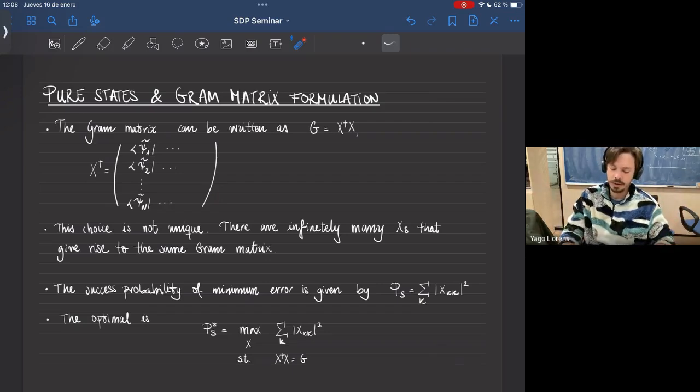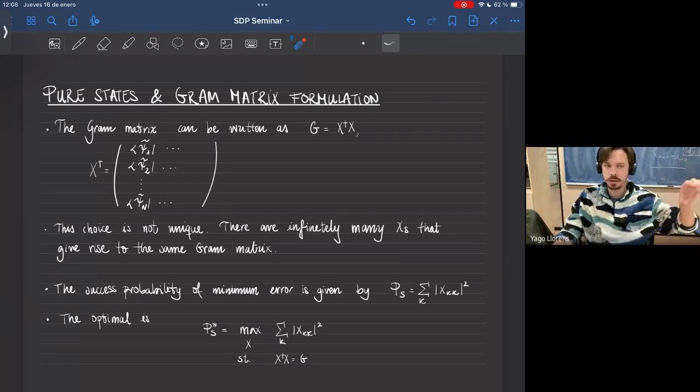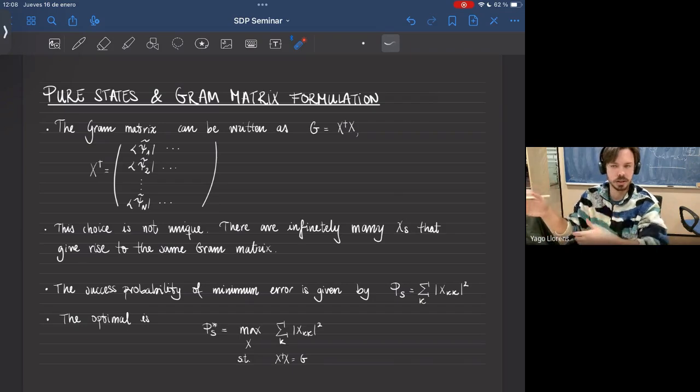Because if you have two ensembles that have the same gram matrix, everything will be the same. The success probability, everything. Then the transformation to your initial Hilbert space gives you the actual POVM elements and the measurement you have to perform. But the procedure is the same for the gram matrix. You don't care about the state or the dimension or the Hilbert space they live in. You only care about the information contained here.